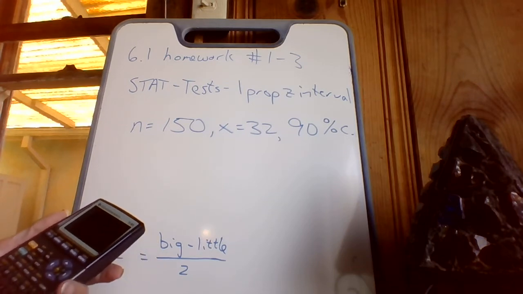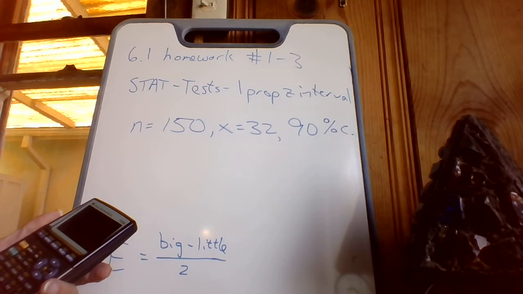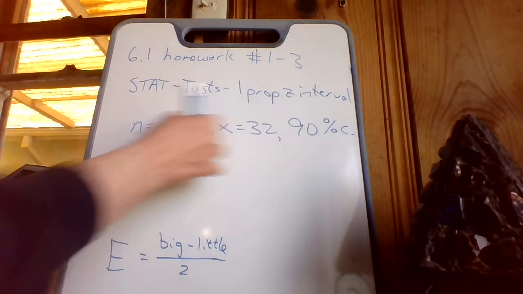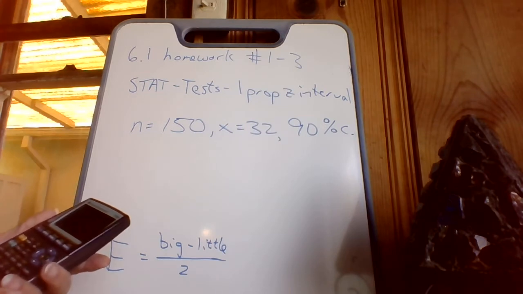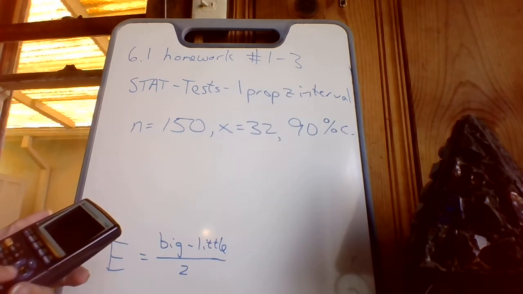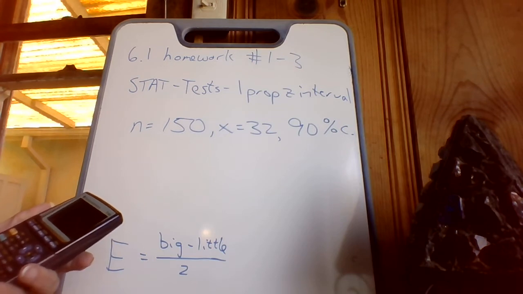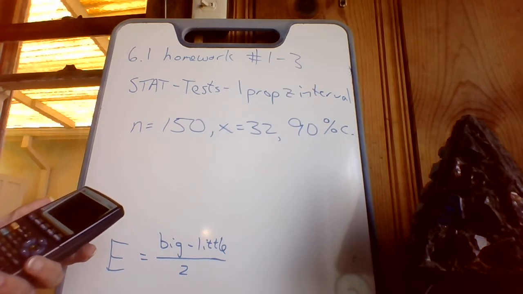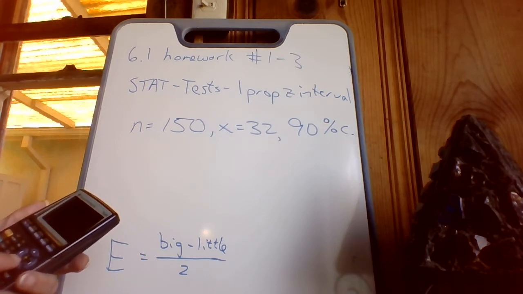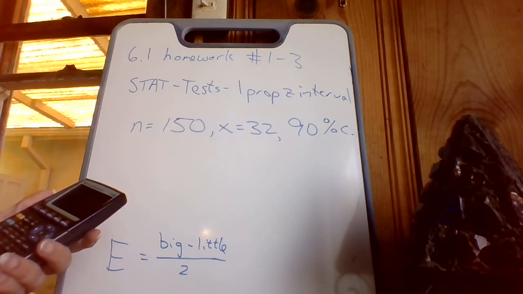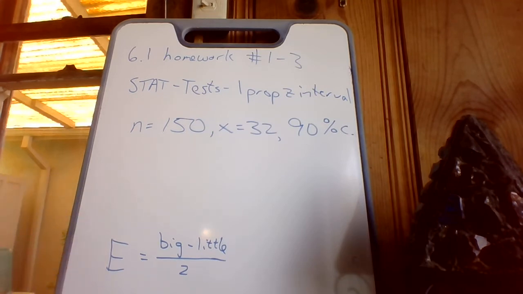1 prop Z interval. And you'll know you're in the right spot because it now just asks basically these 3 questions. I've just got to put in X, it said was 32. N, it said was 150. And C level, it said 0.90. Got to do that as a decimal. Don't put in like 90. It'll get upset. All right, and then calculate. And it gives me an answer.